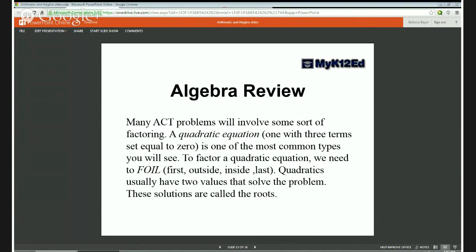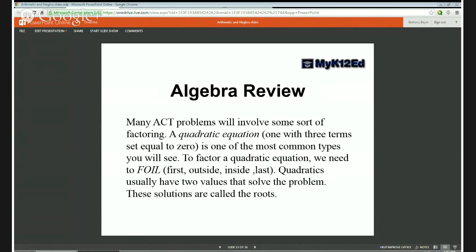To factor a quadratic equation, we need to FOIL. FOIL, remember, means first, outside, inside, last. So that's the order you're going to do. When you have your two sets of parentheses, you want to multiply the first numbers in each set of parentheses, then multiply the outside numbers, then the inside numbers, and then the last numbers.